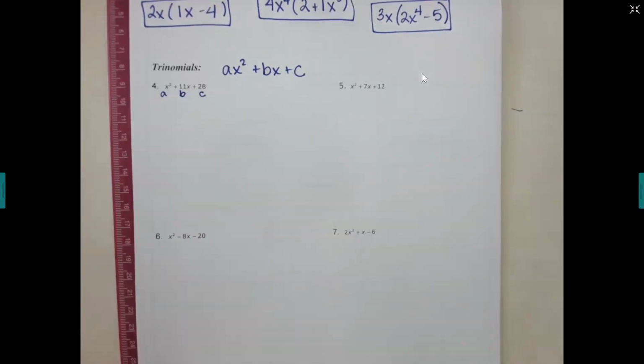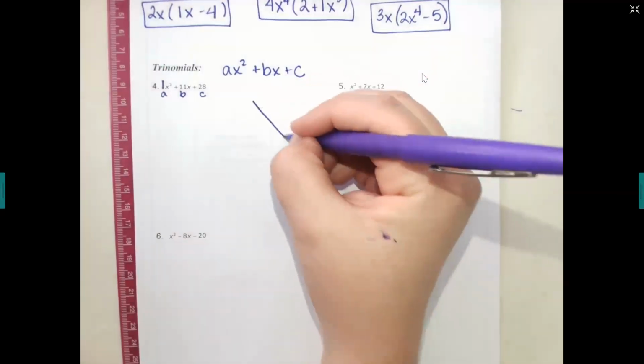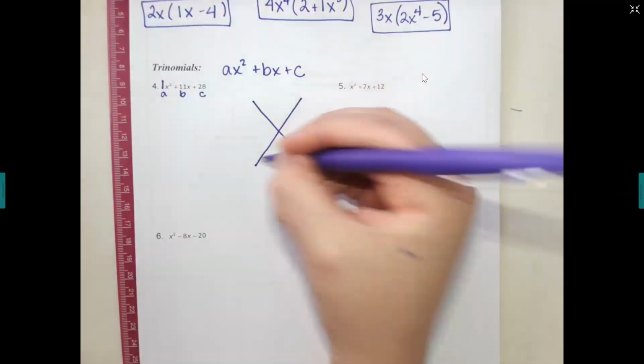Now, A is the number that goes in front of the x squared. It's not the x squared itself. So if there's not a number here, what can I put there? Okay, a 1 is correct. Okay, then set up a little x for me over here to the side.